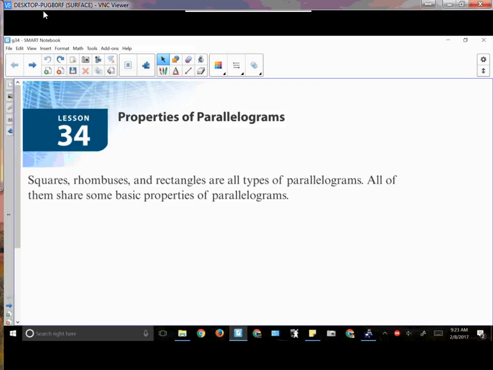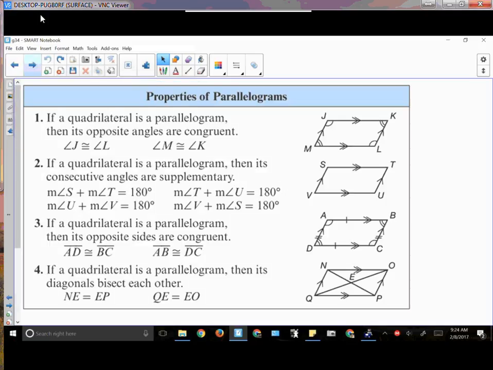Here we go. Properties of parallelograms. Now, I know you know what a parallelogram is. I know you know what quadrilaterals are. Now, what I want you to do is make sure that you have this information that I've got here in your little books. I'll give you a few minutes to go take care of it. Okay.